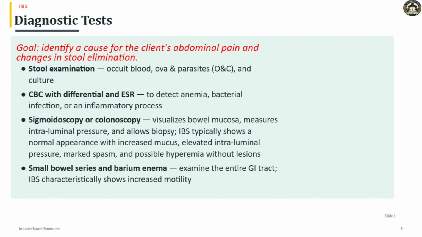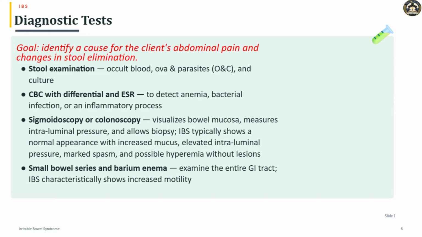The primary goal of diagnostic tests for IBS is to identify a cause for the client's abdominal pain and changes in stool elimination. Common tests include stool examination for occult blood, ova and parasites, and culture. A CBC with differential and ESR can detect anemia, bacterial infection, or an inflammatory process. Sigmoidoscopy or colonoscopy visualizes bowel mucosa, measures intraluminal pressure, and allows for biopsy.